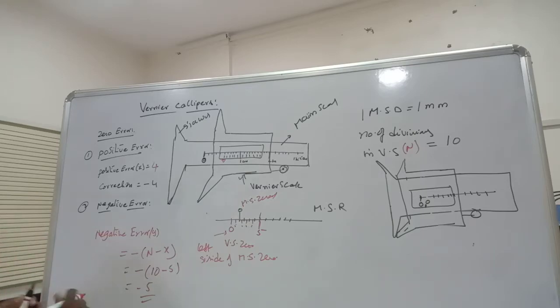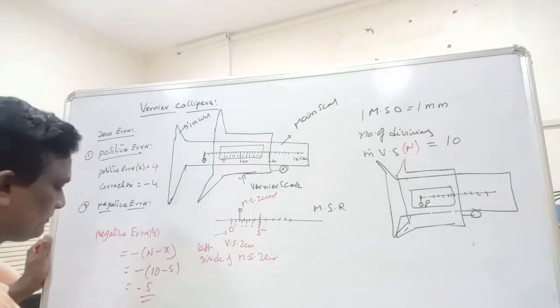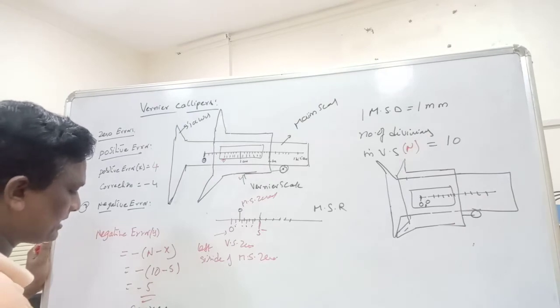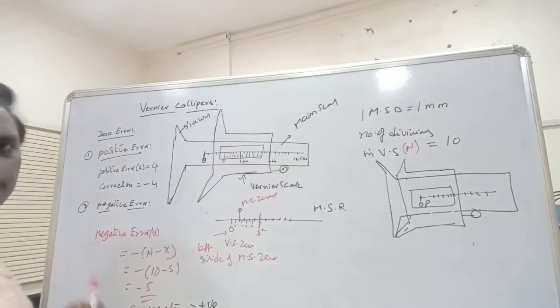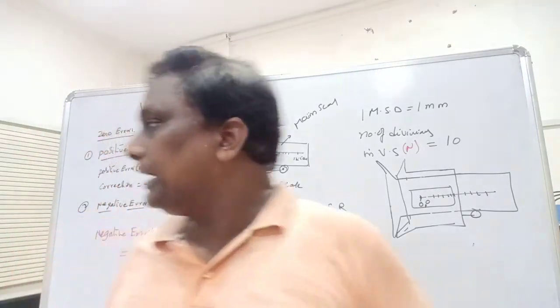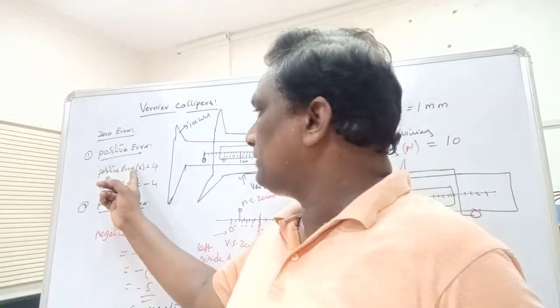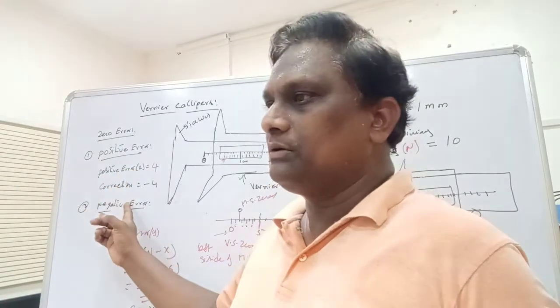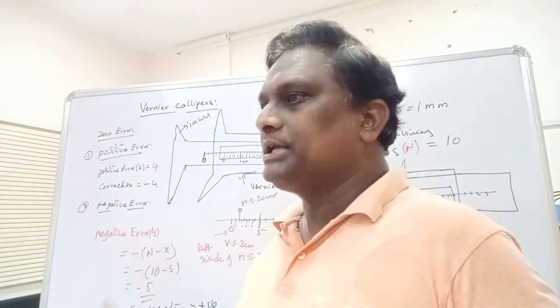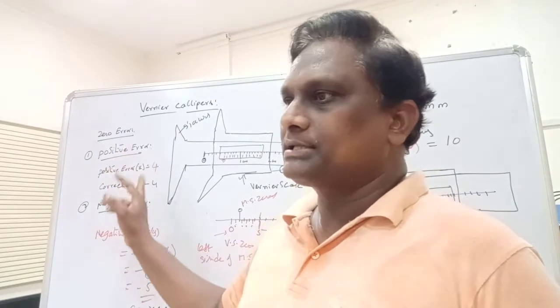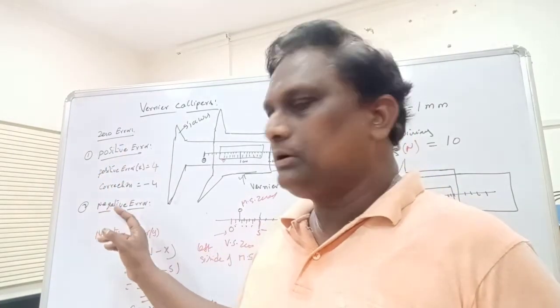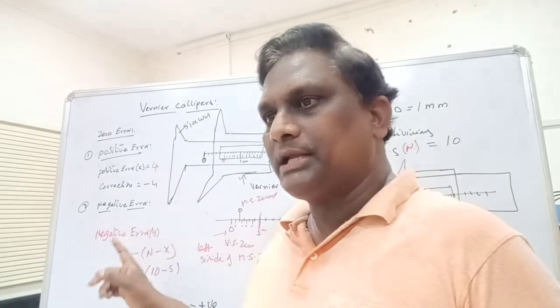So correction, in this case, is positive. You take it as positive. So for positive error, correction is negative. For negative error, correction is positive. I'll repeat. For positive error, correction is negative, and for negative error, correction is positive.